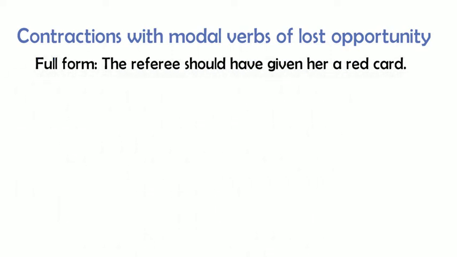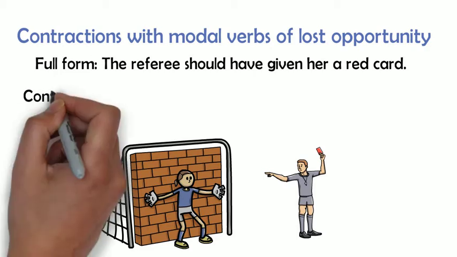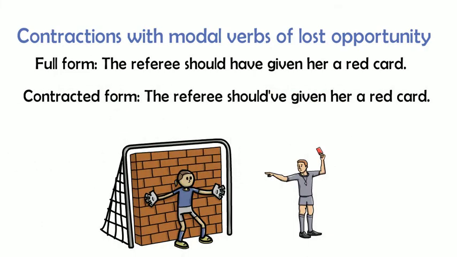For example, you might see a native speaker posting online about a football match, and that person might write, the referee should have given her a red card. But the native speaker could also use a shorter, contracted form which would read, the referee should've given her a red card. Now, some native speakers make mistakes because of the way the contracted form sounds.